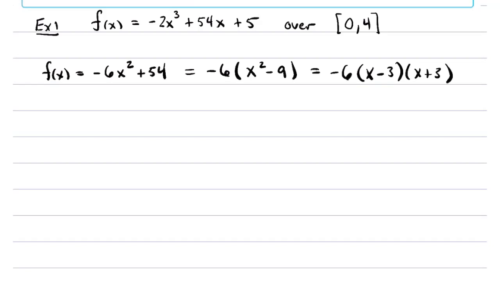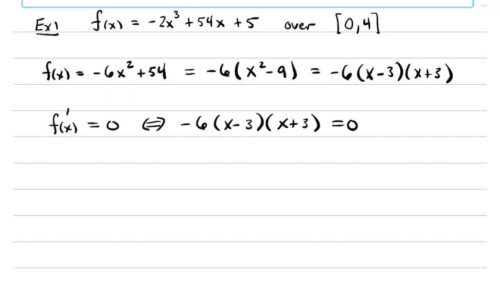All right, so I can see that there are no bad critical values. This derivative is defined for every value of x, but it equals 0 if I set that derivative equal to 0, if and only if this factored product equals 0. And there are just two solutions to that. x equals 3 comes from the first factor. x equals negative 3 comes from the second factor. No other values of x make that derivative 0.